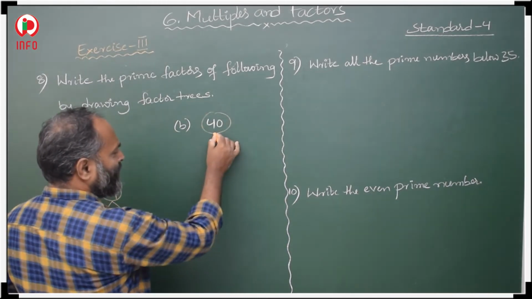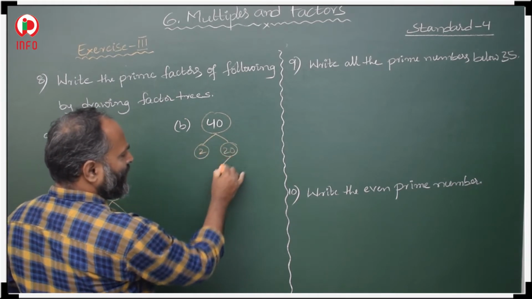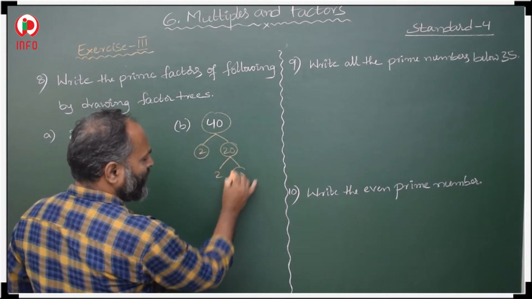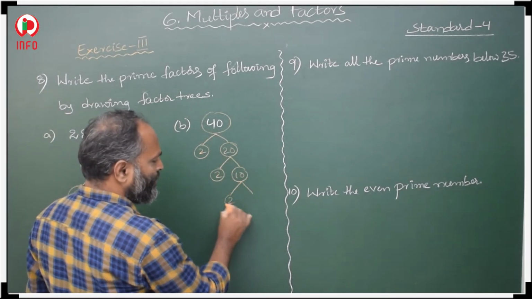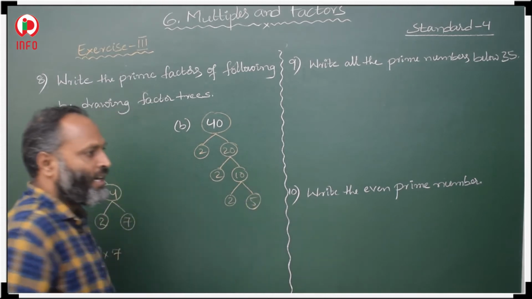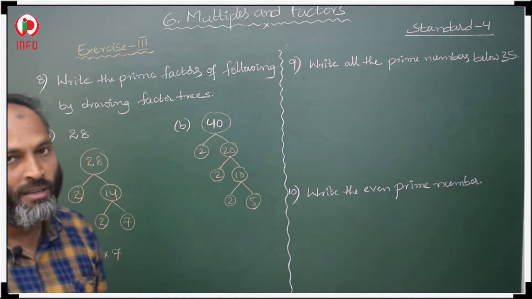Then this 40, 2 20s are 40. Again this 20, 2 10s are 20. Again this 2 we can't split, this 10 we have to split, 2 5s are 10. And after that these 2s we can't split and this 5 we can't split. So why? Because they are the prime numbers.